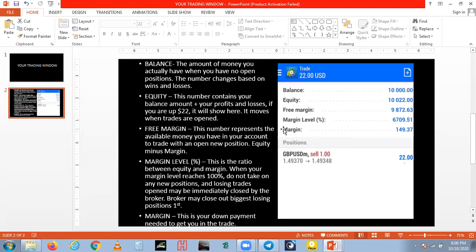So balance. What really is balance? Balance is the amount of money you actually have when you have no open positions. The number changes based on your wins and losses. So basically, balance is just the amount of money that is left in your account.